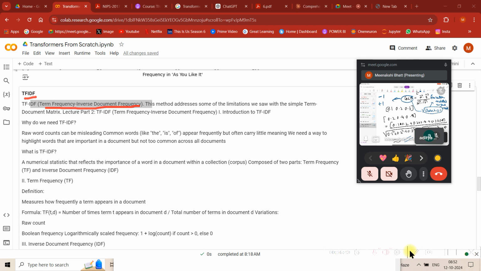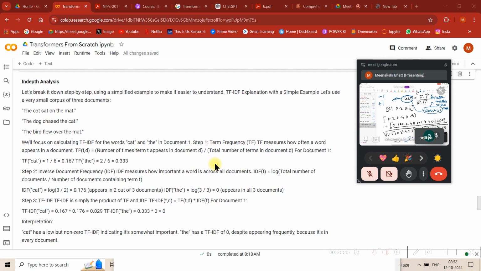I'll directly explain with an example so that we can save a lot of time. This is the example: The cat sat on the mat. Let's compute TF-IDF for the words cat and the. First, you need to compute term frequency. Term frequency is the number of times the word has occurred in the sentence divided by the total number of words. So 1 divided by 1, 2, 3, 4, 5 and 6. You get 1 by 6, and for the it is 2, because it occurs twice, and the denominator stays the same, because that's the number of words in the sentence.